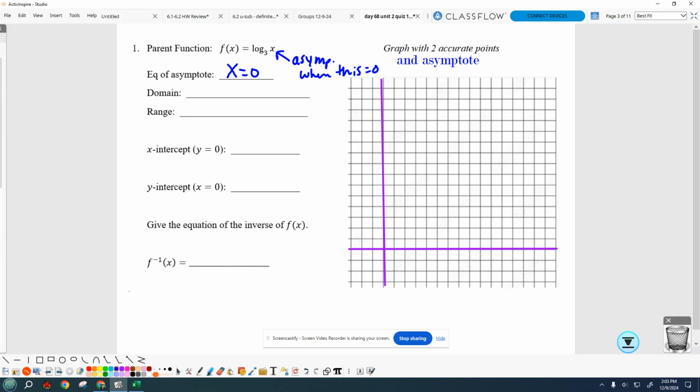When the argument inside the log is equal to 0. In this case, the thing in the argument is just x. So where's the vertical asymptote? At x equals 0.